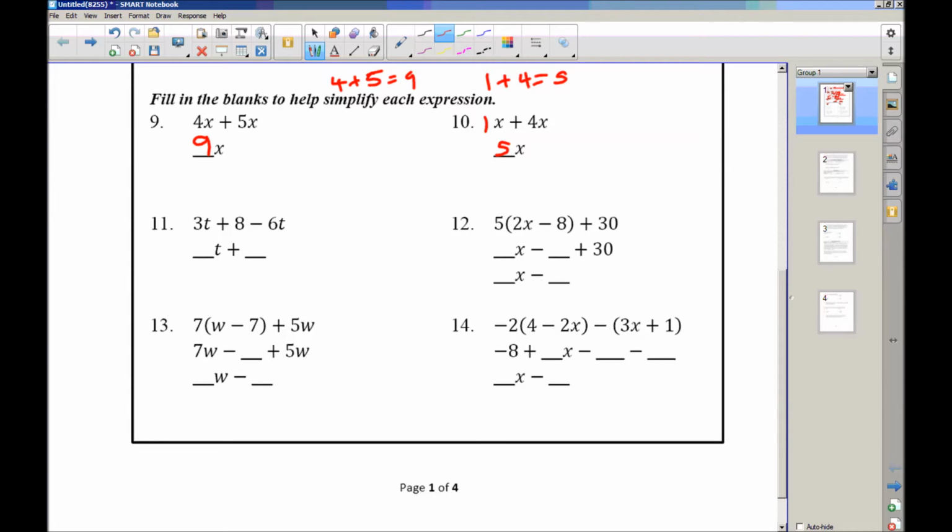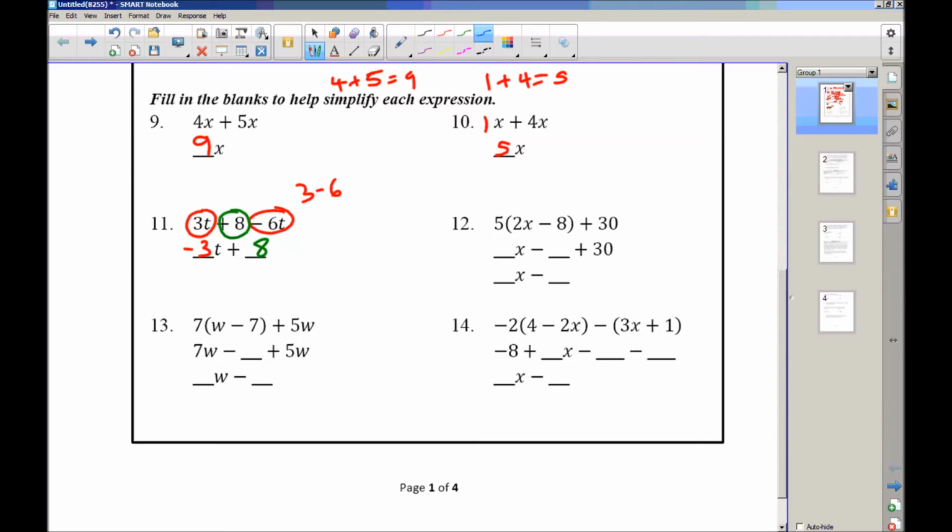In number 11, the like terms I'll circle in red. That's these two. So this is 3 minus 6, which is negative 3, and put the t back. And then the 8 doesn't have any buddies, so we put him over here. Okay. Number 12.